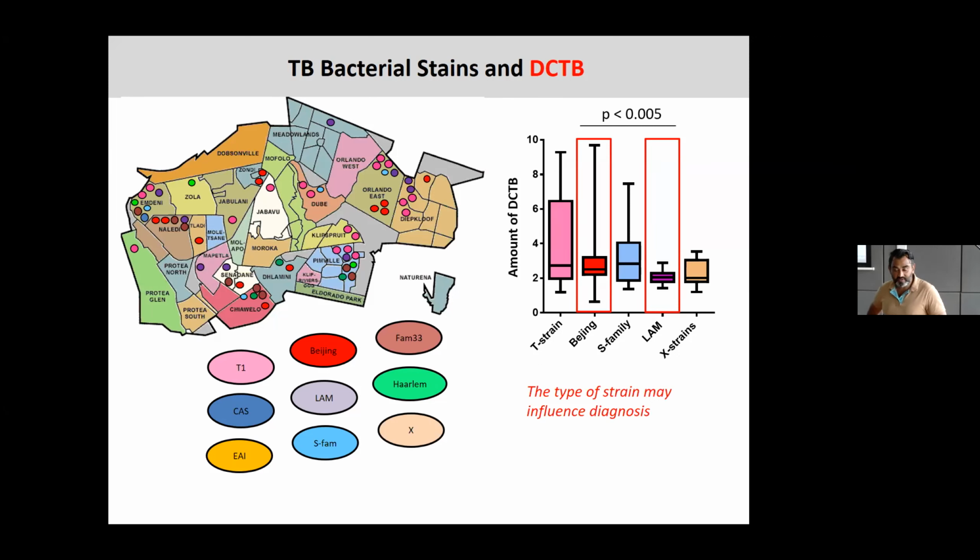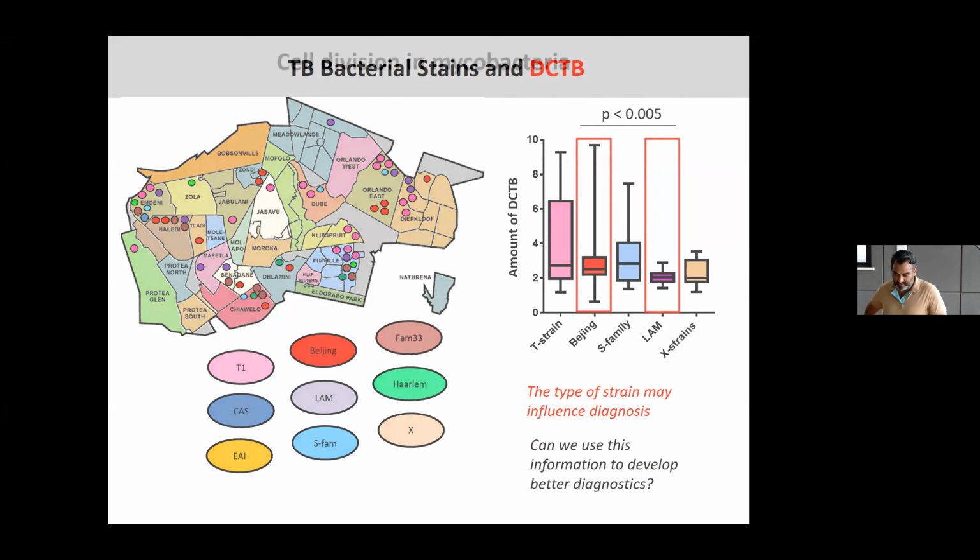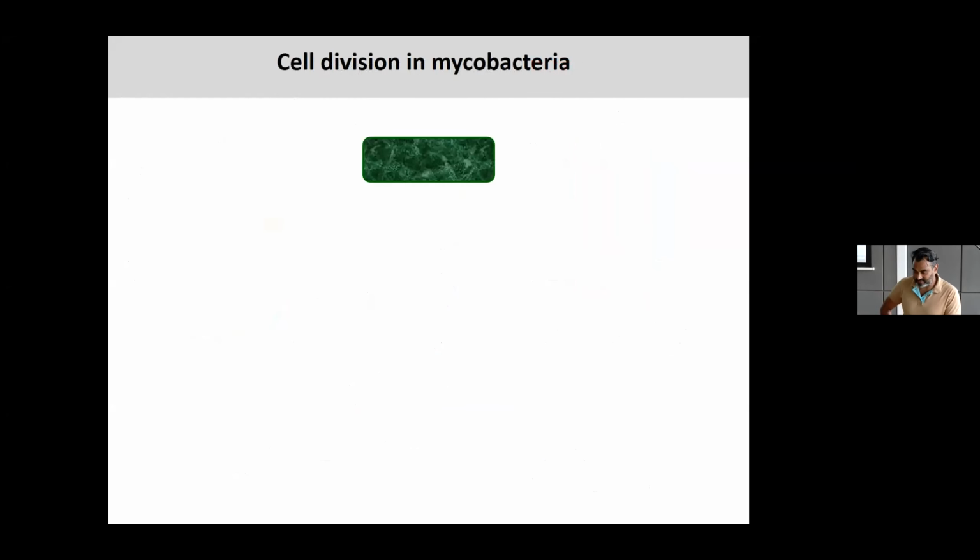Okay, thank you. So the type of strain can influence your ability to find DCTB, right? But can you use this information to develop better diagnostics? And so I'm going to bring you to the last part of the lecture, where in order for me to explain to you how we do this, I have to tell you how these TB bacteria divide. I know it's an overload of biology. This is my last bit, but it's really important for the final punchline.